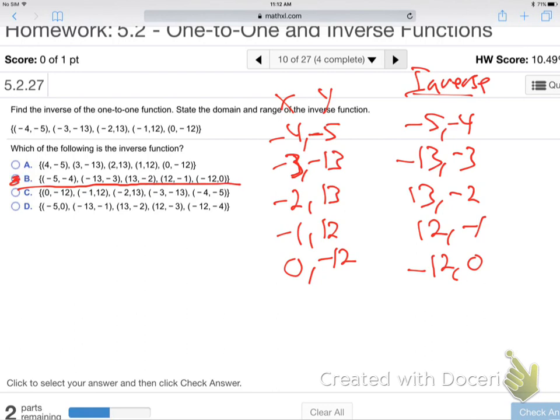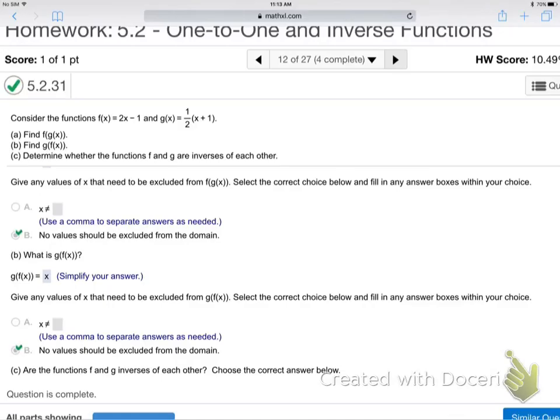Just that simple. Just didn't bring the meat of it yet, but getting closer. Okay, so now they're giving me a function, f of x is 2x minus 1, and then g of x is a half x plus 1.